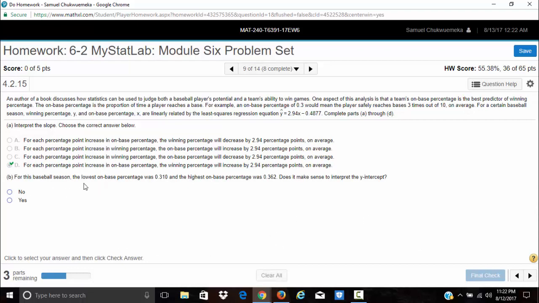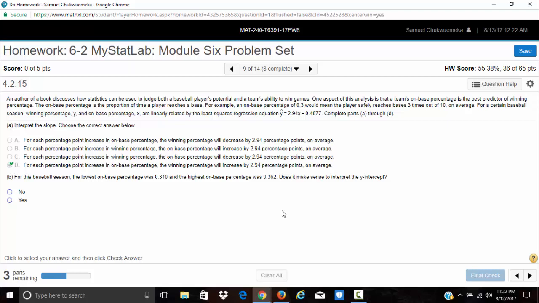For this baseball season, the lowest on-base percentage was 0.310 and the highest on-base percentage was 0.362. Does it make sense to interpret the y-intercept? Remember, the y-intercept is when the x is 0. When x is 0, that is when you find the y-intercept.